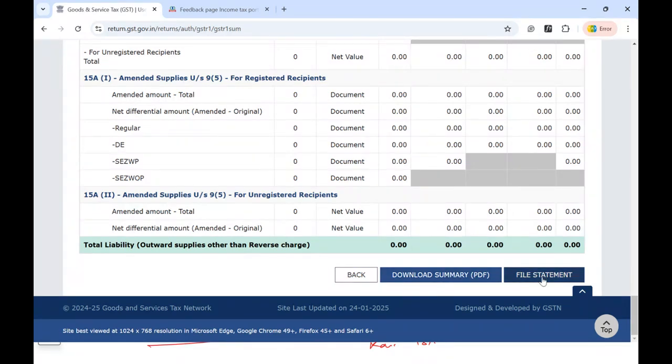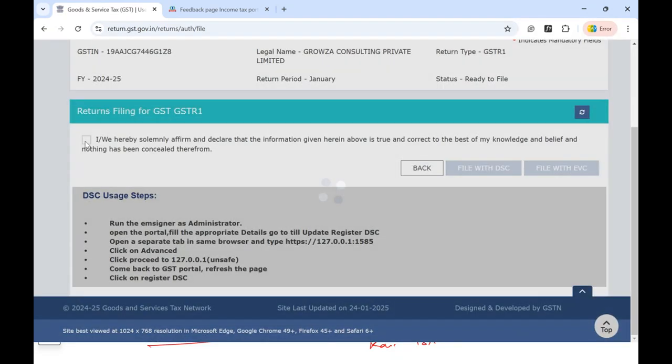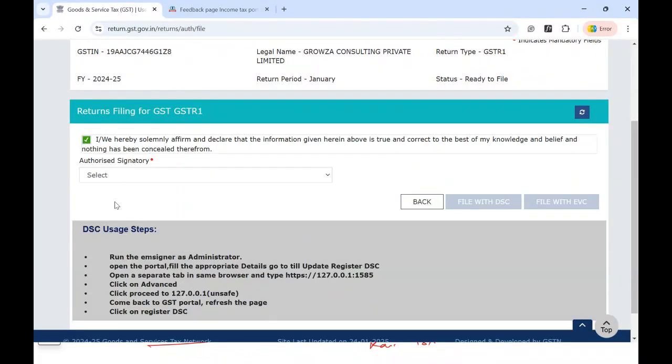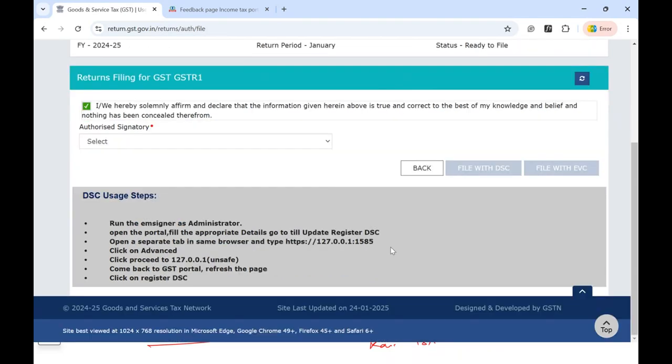And then you are required to file the statement. You need to click over here, file statement. Here you need to verify, select the authorized signatory and the mode of filing, whether it is with digital signature or with electronic verification code. After doing this, the GSTR1 is considered as filed by you. I am not going to file this one right now. OK, so I am going back.